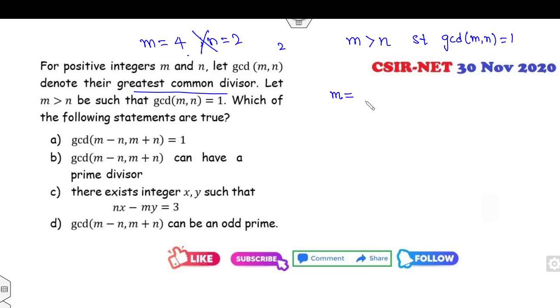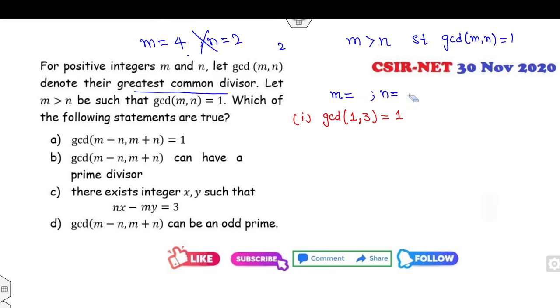I can choose any number. Say m is 2 and n is 1. Remember, if you choose a particular value, your target is to discard the option. What is the first answer? GCD of m minus n. The GCD is 1. Fine, but we can't discard it.